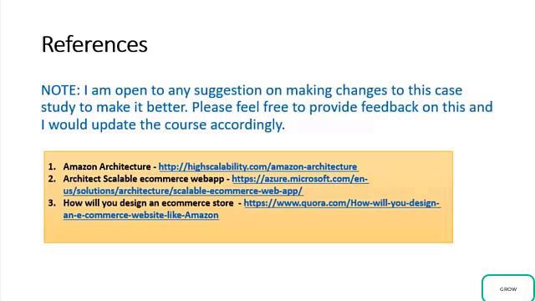Apart from this, these are some of the references that you can refer to. For example, there is a good talk on Amazon architecture in highscalability.com. Also, you can refer to the remaining two links on microsoft.com and the other one on Quora. Thank you.